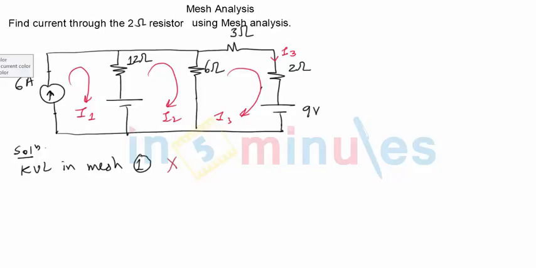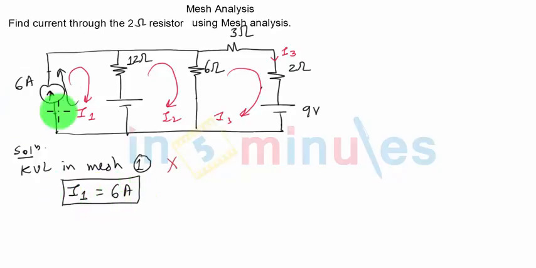Now the next important thing is that there is no need to write KVL in this particular mesh because this current source supplies a current of 6 amperes. I1 is the current that we have defined to be flowing through this mesh in the upward and then clockwise direction. So we can easily make out that this I1 and 6 amperes are nothing but the same current. So without writing any KVL, we simply say that I1 is equal to 6 amperes.